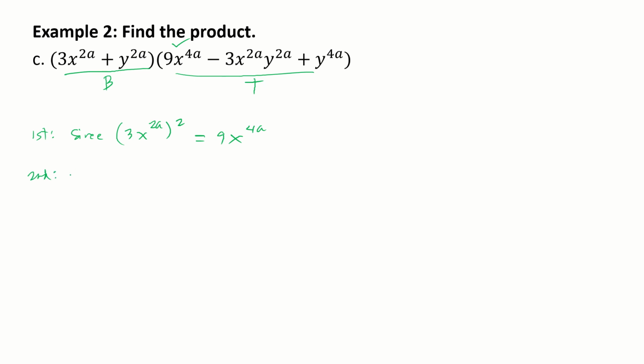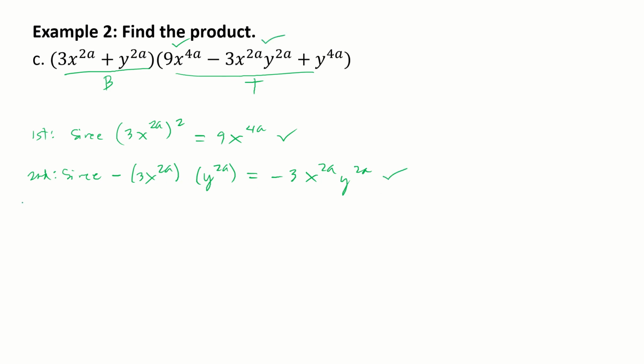The second condition, it has to be the opposite sign of the product of our first and second term. So it must be the opposite, from positive to negative. So negative times 3x to the power of 2a times y to the power of 2a. So this would be negative 3 x to the power of 2a and y to the power of 2a. You cannot combine them because they have different bases, x and y. And that's our second term.